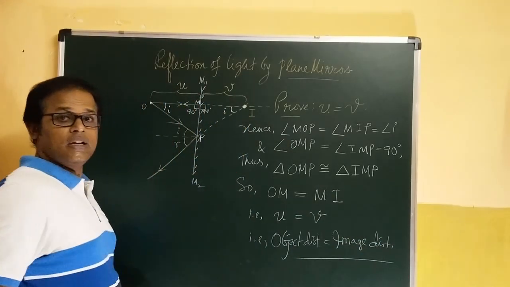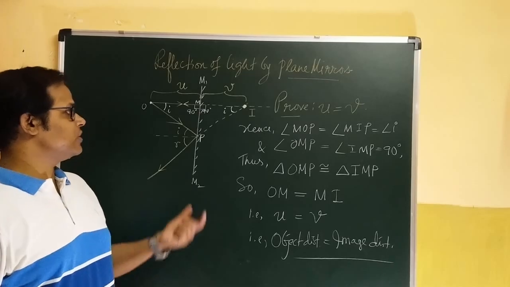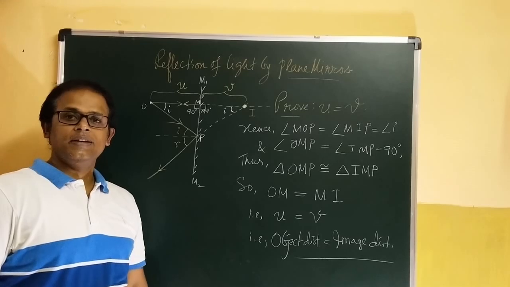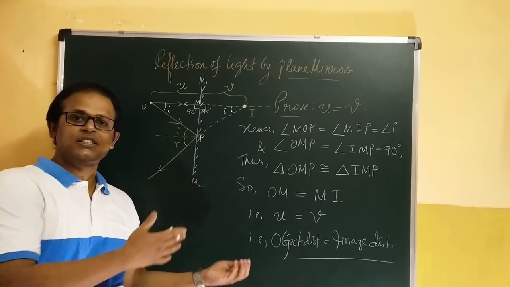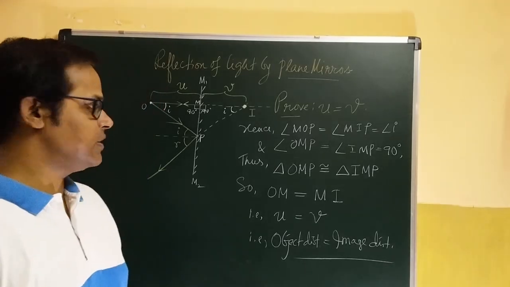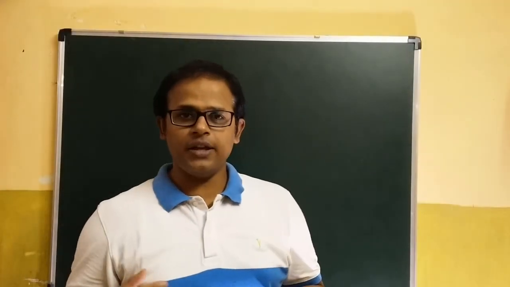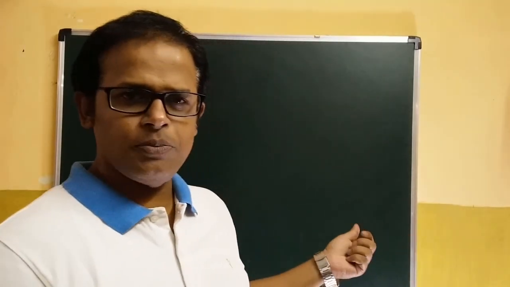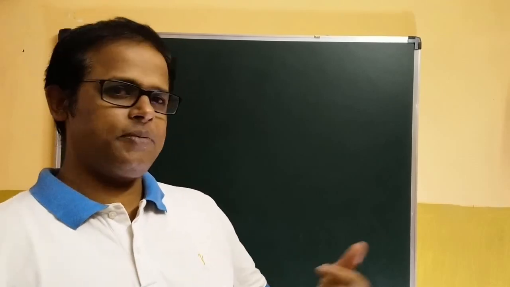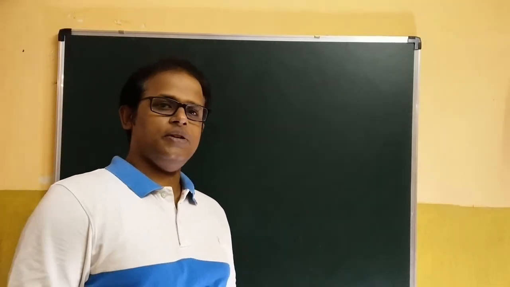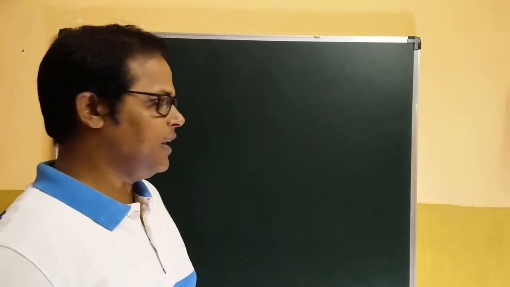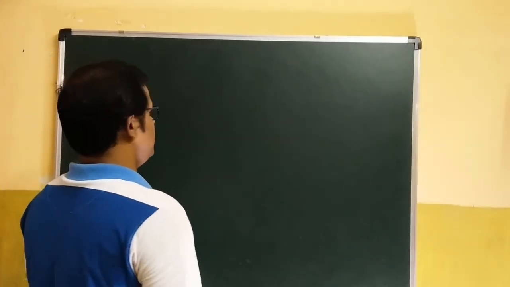I hope I'm very crystal clear in my explanation of how to prove it geometrically. U equals V. In case someone is noting it down, you can happily do that and do share it with your friends also. Please pause it and do it. I hope I made you feel very comfortable with this very simple geometrical derivation of proving that the object distance and the image distance in a plane mirror are exactly the same. Okay, now let us talk about some more details about plane mirrors and their variations.